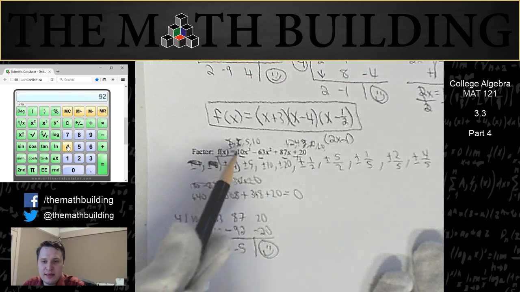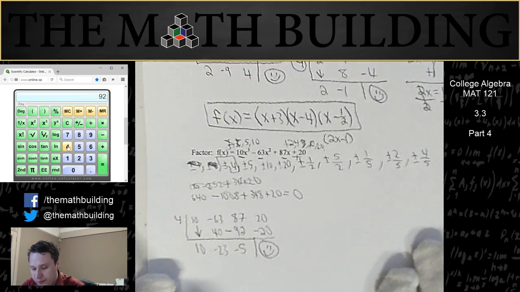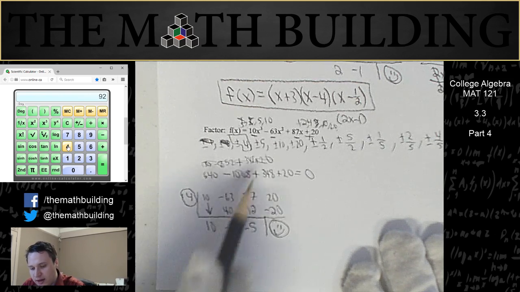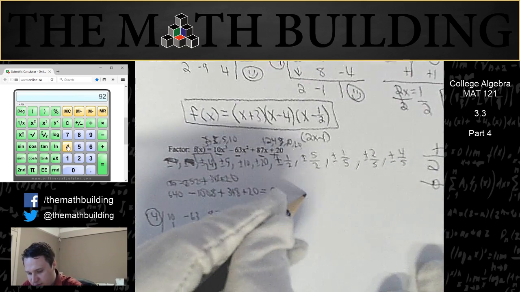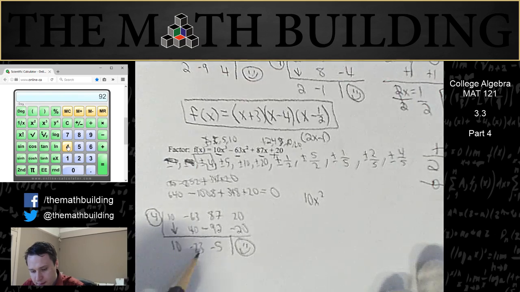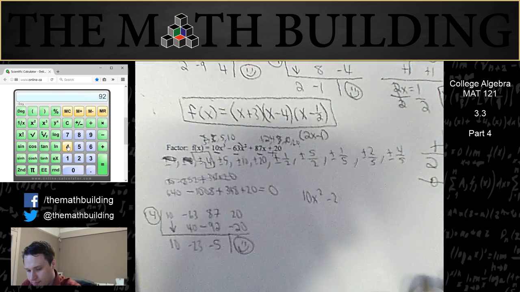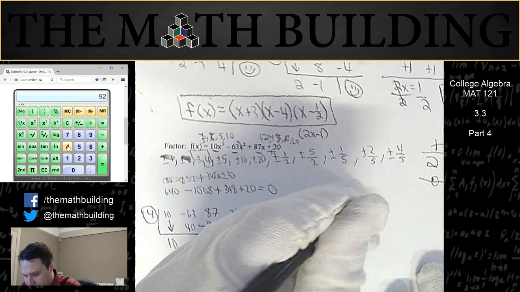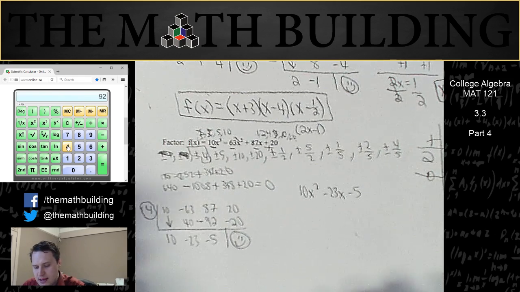Don't forget, instead of plugging these things in one at a time, you could just do synthetic division with all of them if you have a lot of room on your paper, and that will eventually get you the answer. So 4 is one solution. It could have a multiplicity of 2, so it could be a solution again. All right, so we've got 10x squared minus 23x minus 5. So that's what I got from here, 10x squared minus 23x minus 5.